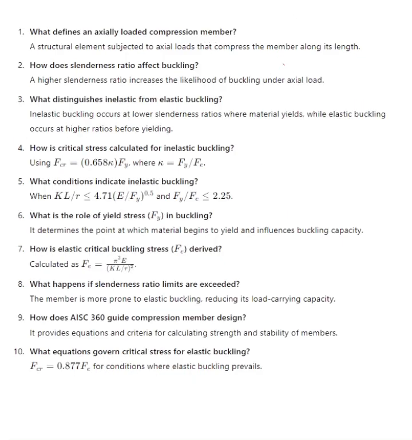Here we can see what an axially loaded compression member is defined as. A structural element subjected to axial loads that compress the member along its length is called a compression member. How does the slenderness ratio affect buckling? A higher slenderness ratio increases the likelihood of buckling under axial load.